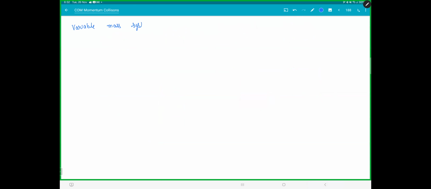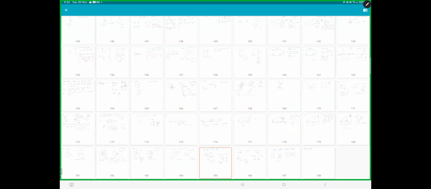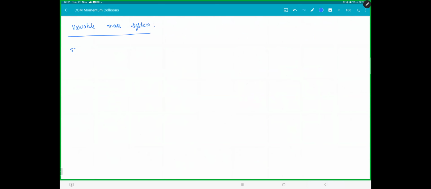So in variable mass systems, primarily we deal with cases where mass is changing. In this, you have a few cases. First thing is your water jet problems. So let's say we have a wall here, and e is equal to 0. That means the water will hit the wall and stop.